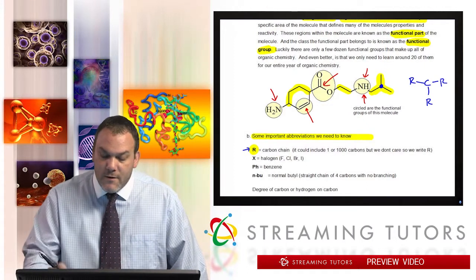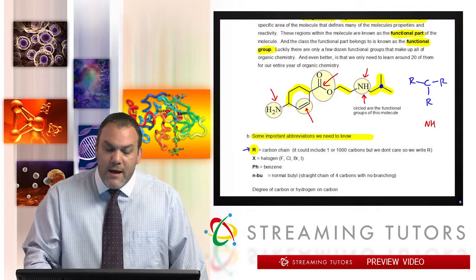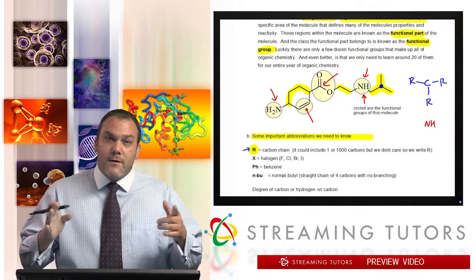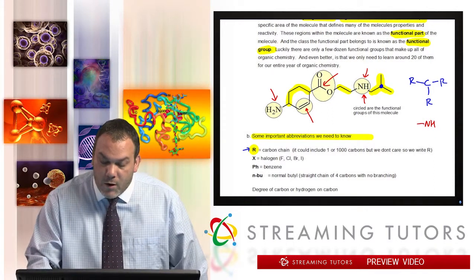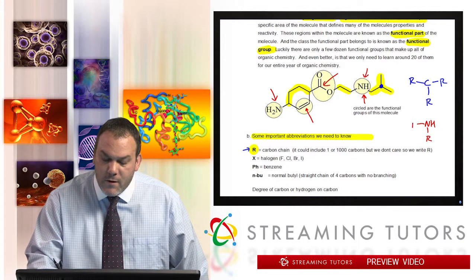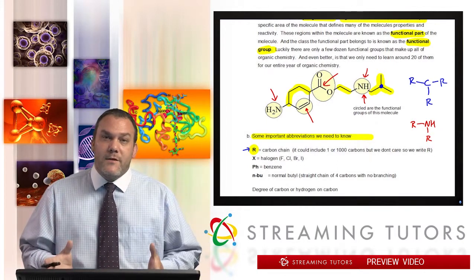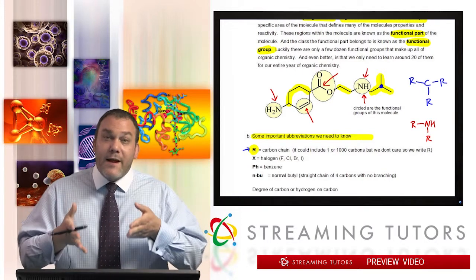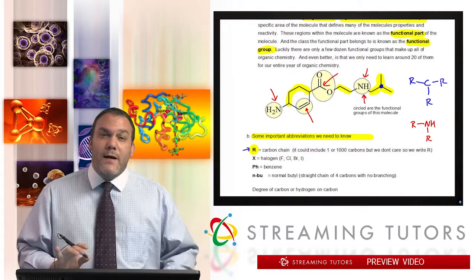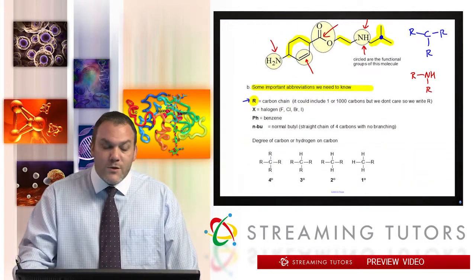This nitrogen here, if I write NH, how many carbons are touching it? 2. So I could write R twice, R and R. And now I'm ignoring the complexity of the rest of the system and I'm focusing in on that nitrogen. So you see how we could work that? That's the use of R. That's why we use R.